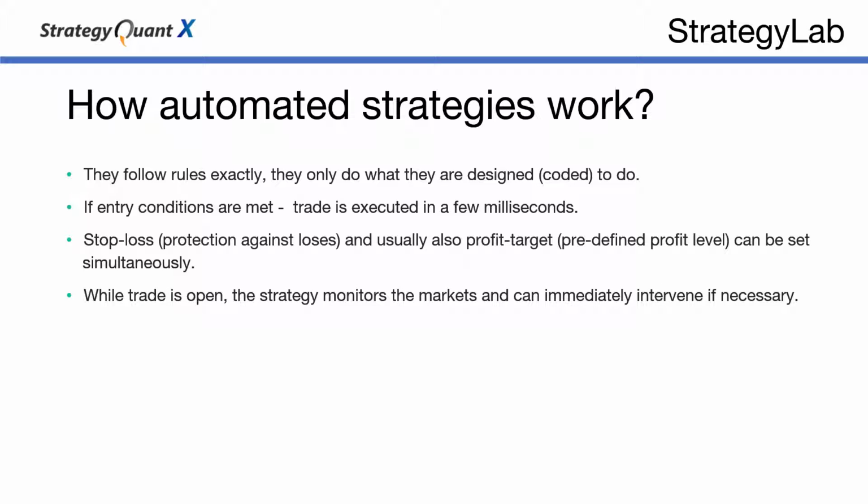While a trade is open, the strategy monitors the market and can immediately intervene if the code dictates to do so. Some strategies have additional rules which react on specific situations. So while a trade is open, the strategy monitors the market, for example, to add more contracts or change profit target level, or even close the position to protect against losses.